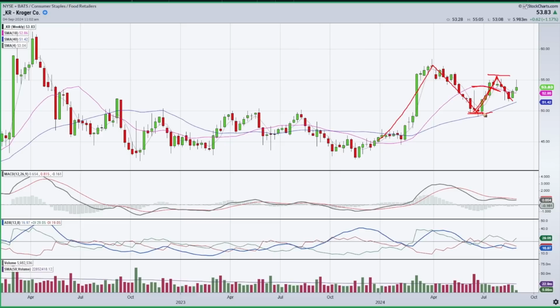Do you see how this swing? So this is the bigger swing. And then we formed an inside swing here. And now we formed another inside swing. So when we start to do that, we know we're kind of coiling for a new move.